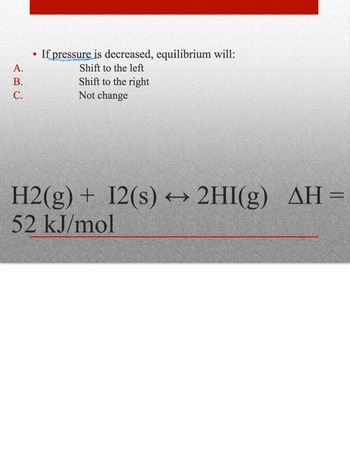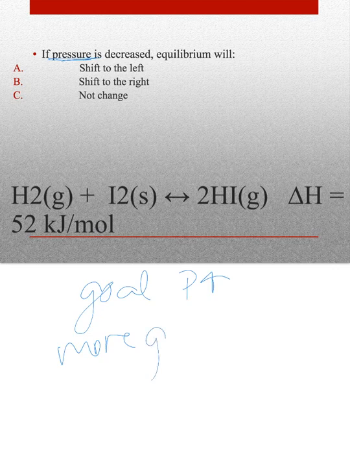So our goal is to equalize that pressure by making it go back up. If we decrease the pressure, we have to make it go back up. So we need to shift to the side with the most moles of gas. I need more gas to make the pressure go back up.